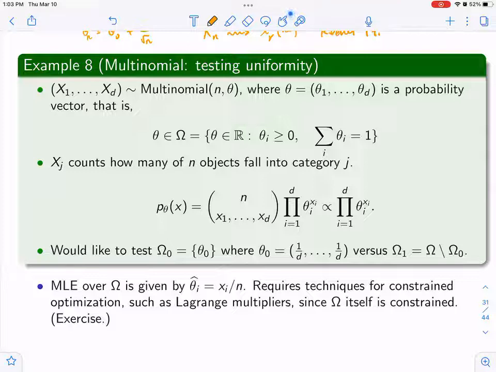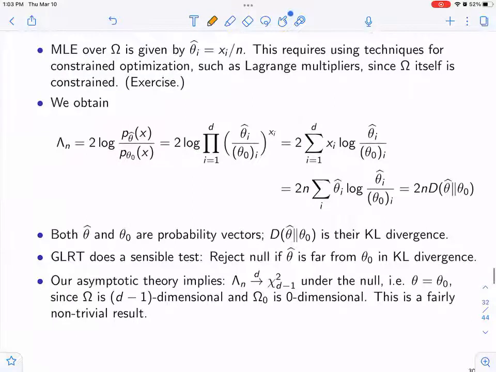So now suppose I want to test whether this is coming from a uniform, which is 1 over d everywhere. I can construct this generalized likelihood ratio test, and what I would get is this. So this is the likelihood ratio, and just to take the log, you would get this.